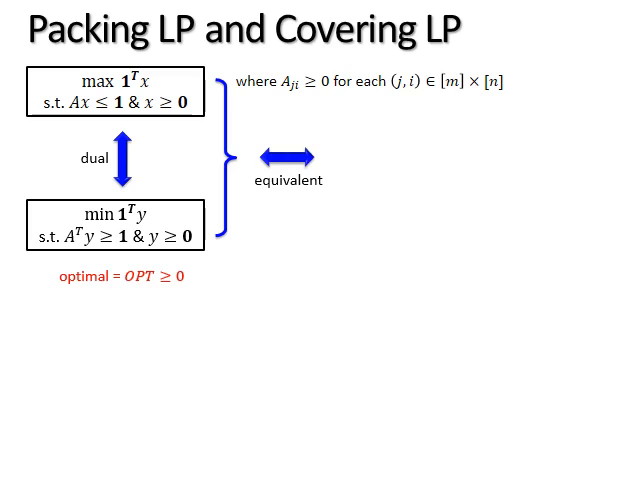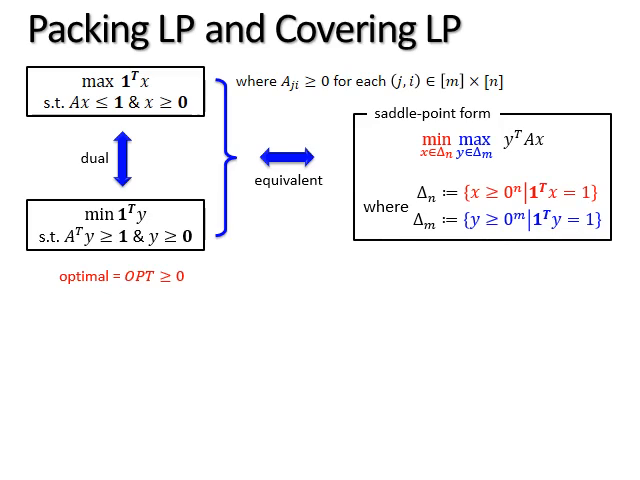In fact, this pair of LPs is mathematically equivalent to another form of positive linear programs, the so-called saddle point form. Imagine that there are two players. The x player, the red one, plays a probability distribution and wants to minimize. And the y player, the blue one, wants to maximize and also plays a probability distribution. They want to jointly compute y transpose Ax.